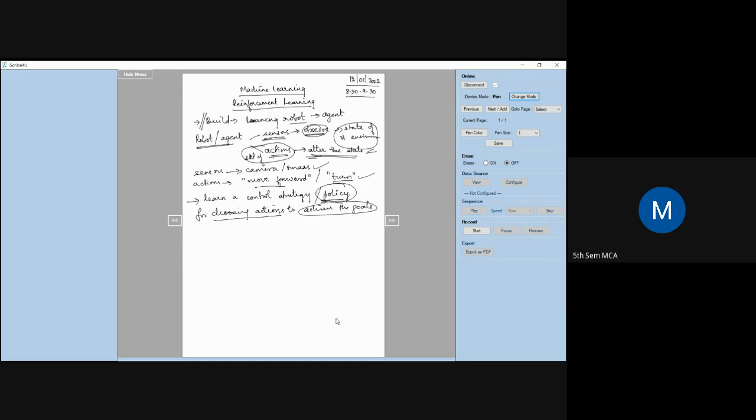Why are these actions required? Based on the environment, it has to choose a particular action so that the state gets altered. Examples of sensors: camera is an example of a sensor, sonar is an example. Actions are move forward, move backward, turn right, turn left. These are all examples of actions. Now, what does this robo have to learn? It has to learn a policy for choosing the actions in order to achieve the goals.